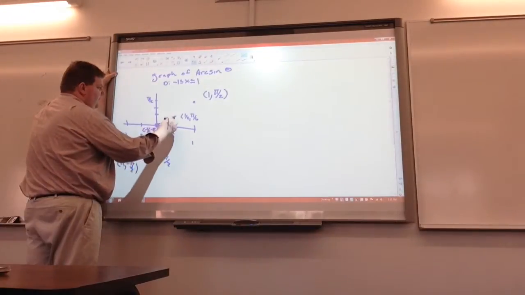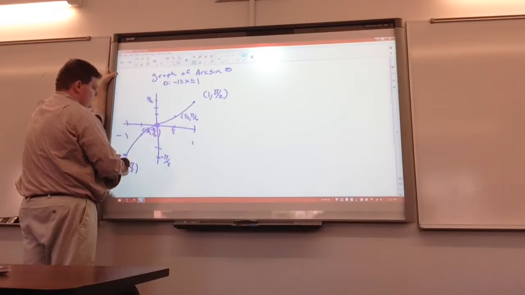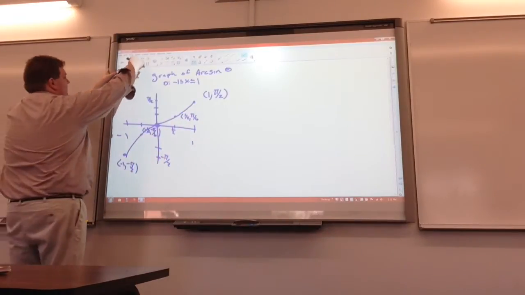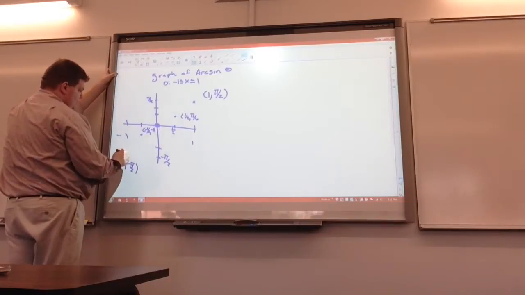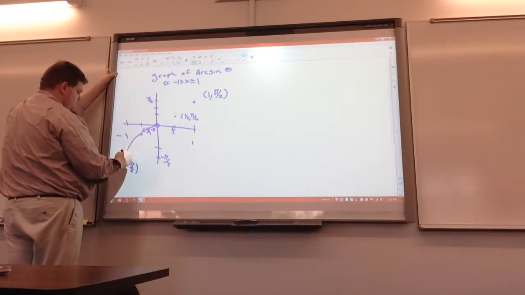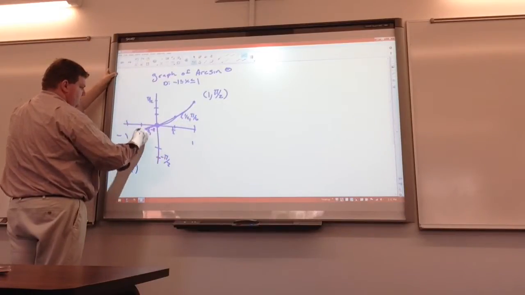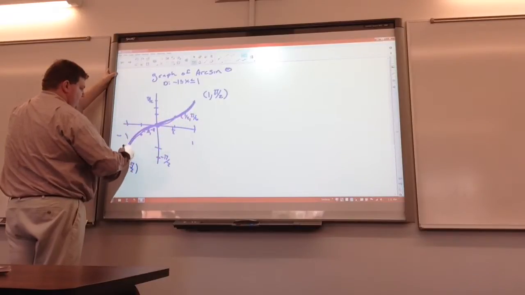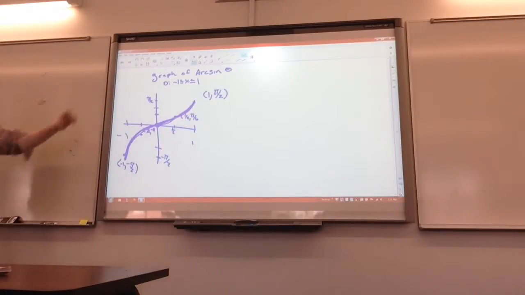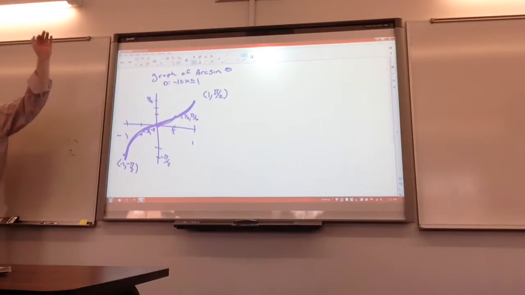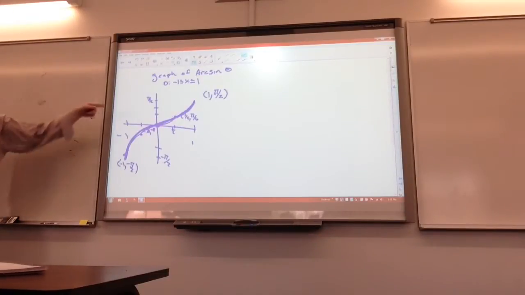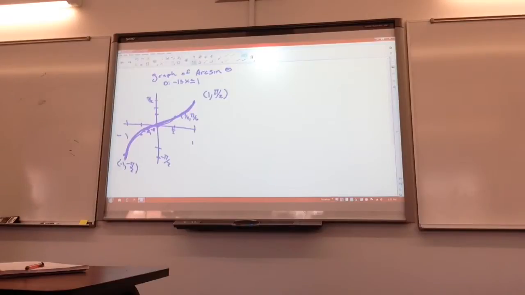We go through other points like that, but it should come out to be, oh, I can do better than that drawing wise. Hang on. It should come out to be a curve that looks something like that there. Kind of like a windmill blade almost, but really it ends. So it doesn't keep going up in either direction. It just ends like that. But that would be a graph of the arcsine. Any questions there?